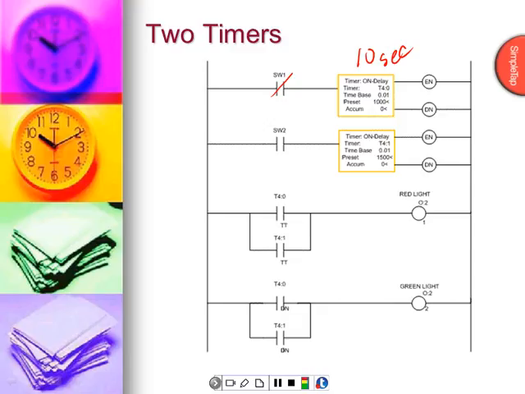Alright, so now what happens when I close switch 2? The timer starts, and you are absolutely correct. 15 seconds. And what happens? Red light comes on for how long? 15 seconds. After the 15 seconds, what happens? You got it. Red goes off, green comes on. Everybody okay?